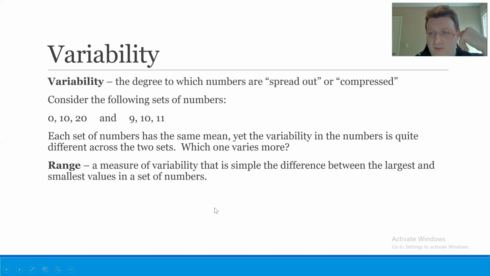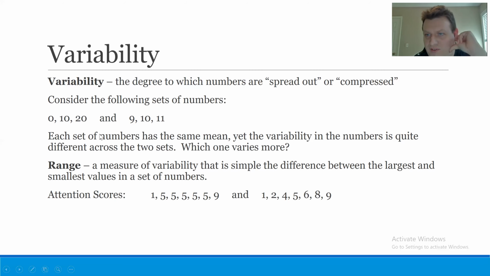So the first way we can look at variability is with the range. Range is fairly easy to calculate. We take the highest value in the data set and we subtract from it the smallest value in our data set. So the range of this data set would be 11 minus 9, which would give us 2. And the range in this data set would be 20 minus 0.